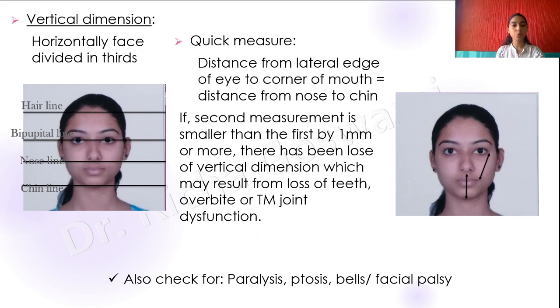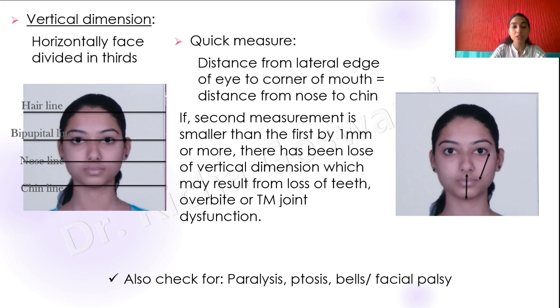In the first one, you can use a photograph of the patient and draw 4 lines, and the distance between each 2 lines should be 1/3 of the total. And in the quick measure, which you can use in a clinical setup, measure the distance from the lateral edge of the eye to the corner of the mouth, as you can see in the picture, and the distance from nose to chin. If the second measurement is smaller than the first by 1 mm or more, there has been loss of vertical dimension, which may result from loss of teeth, overbite, or TM joint dysfunction.